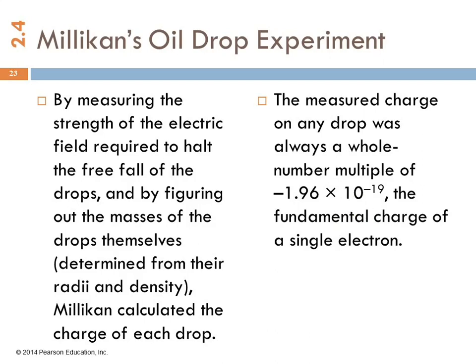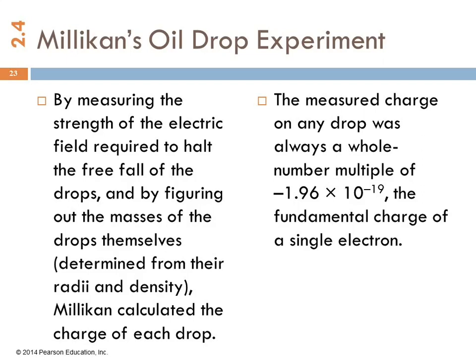So all of these charges on the drops were multiples of this number. And that told him that that was the fundamental lowest charge that was on any of these drops. They were whole number multiples of this particular charge. So that must be then the charge on a single electron. So he figured out the charge on a single electron.